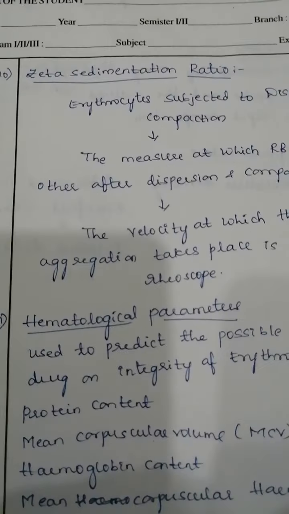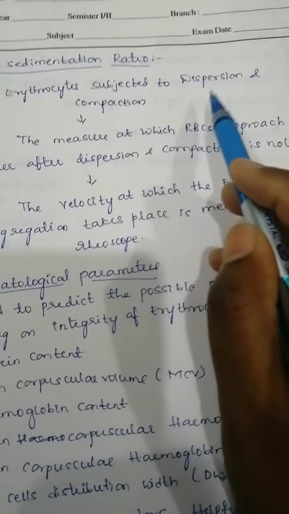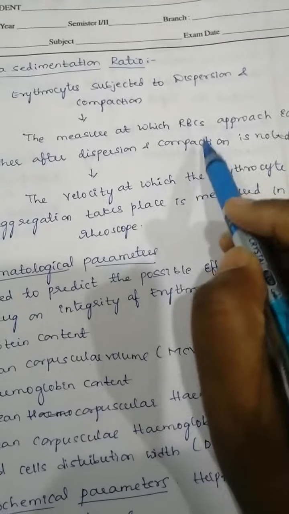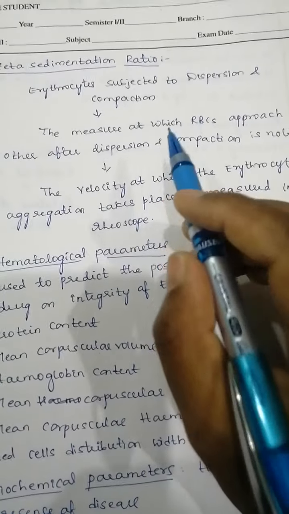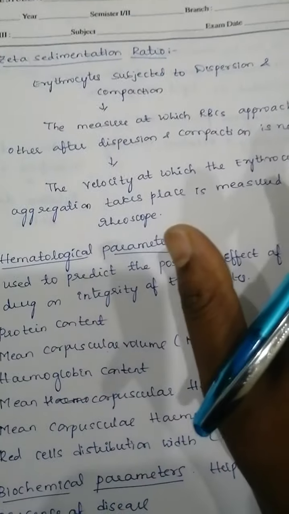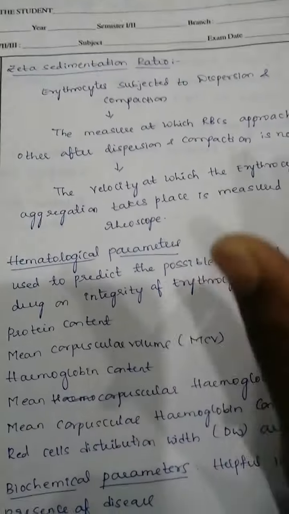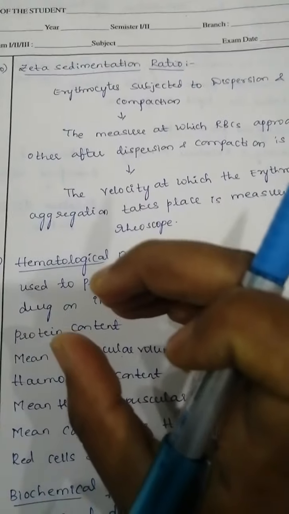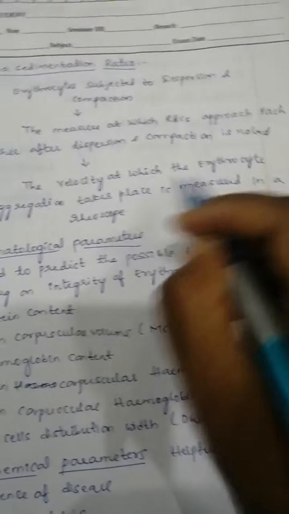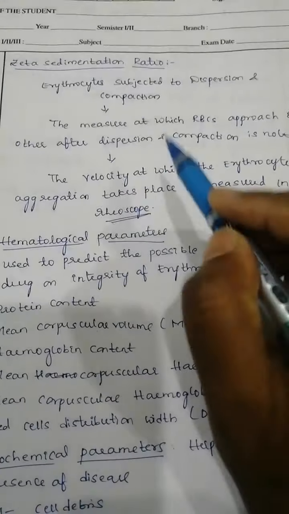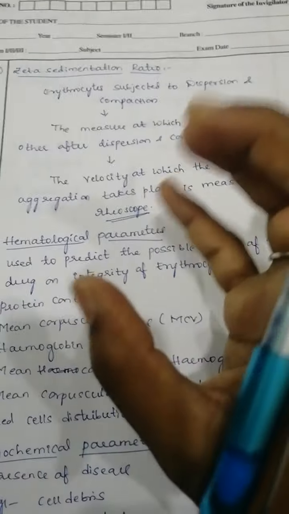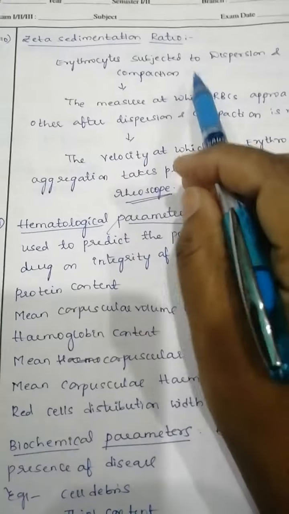the zeta sedimentation ratio. Here erythrocytes are subjected to dispersion and compaction. The measure at which RBCs approach each other after dispersion and compaction is noted. Firstly we disperse them, then afterwards we compact them, that is, we bring them together. The velocity at which the erythrocyte aggregation takes place is measured in a rheoscope. Using the rheoscope we find out at what velocity they disperse and at what velocity they compact. That is called the zeta sedimentation ratio.